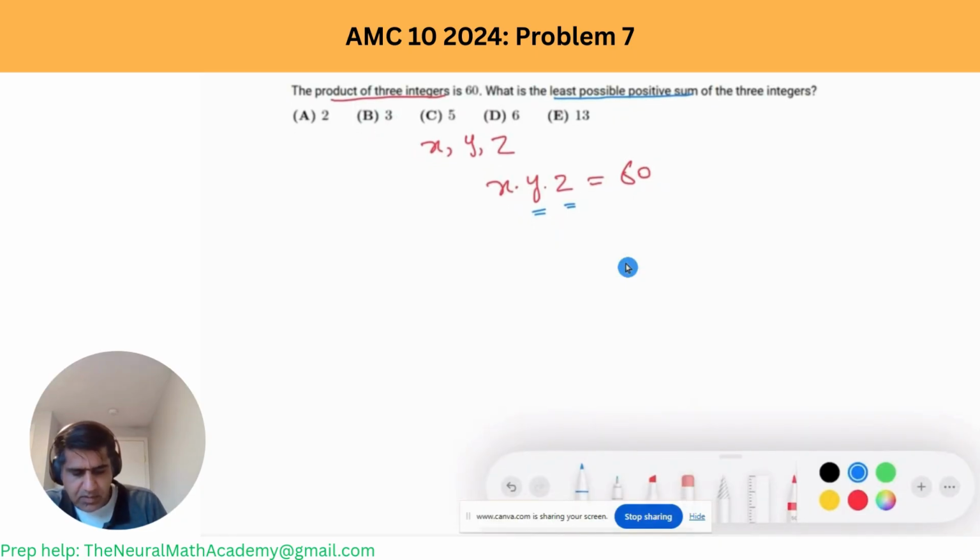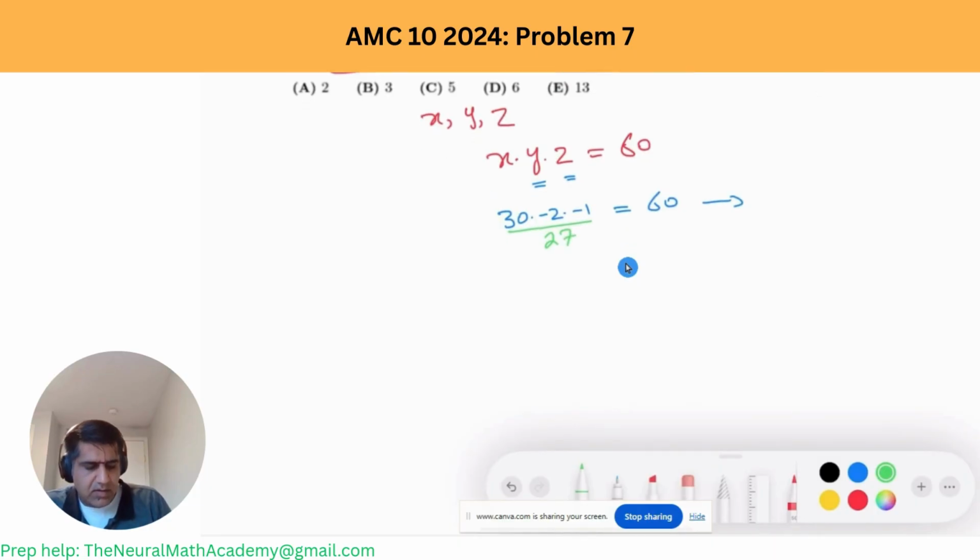Let's say that we start with 30. If we have 30, negative 2, negative 1, it gives us 60. The sum of these 3 numbers is 27. But now we need to see if we can have lower than this. Definitely we can, but for that we need to use the smallest possible positive number.